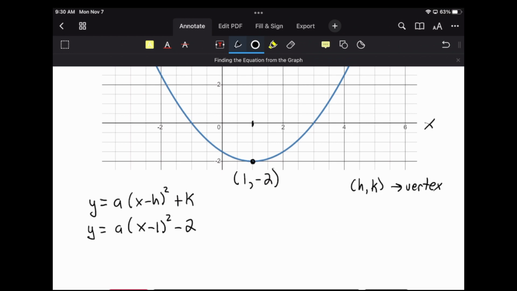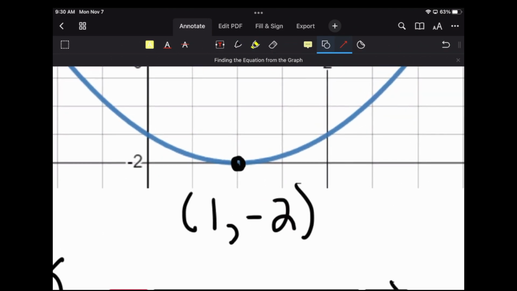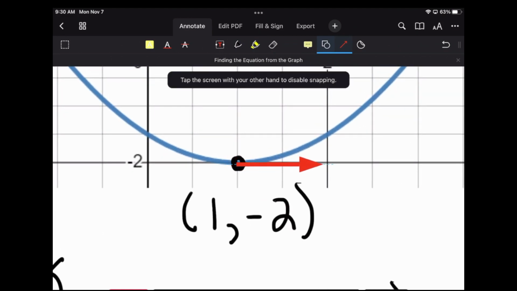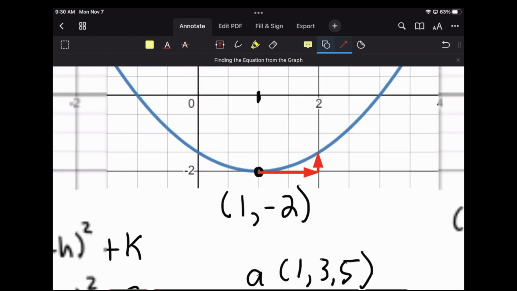Just like before, remember, our step pattern is always a times 1, 3, 5. Let's zoom in on our graph and find our step pattern on this graph. So we're going to start at our vertex. We're going to go over 1, and we're going to go up by 1 square in this case. Let's see how big 1 square represents. This is a distance of 2. This is a distance of 1. So each square represents half.